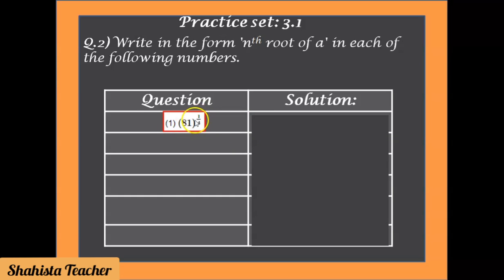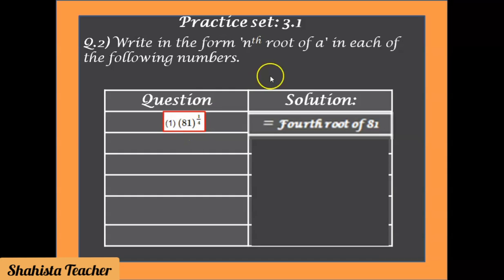81 1 upon 4. We have to write this in words. So what will we write here? Fourth root of 81. Here 81 is a and this 4 is the root. Nth root of a means 4 is the root. So we write fourth root of 81. 81 is the base, so a is 81. So fourth root of 81.